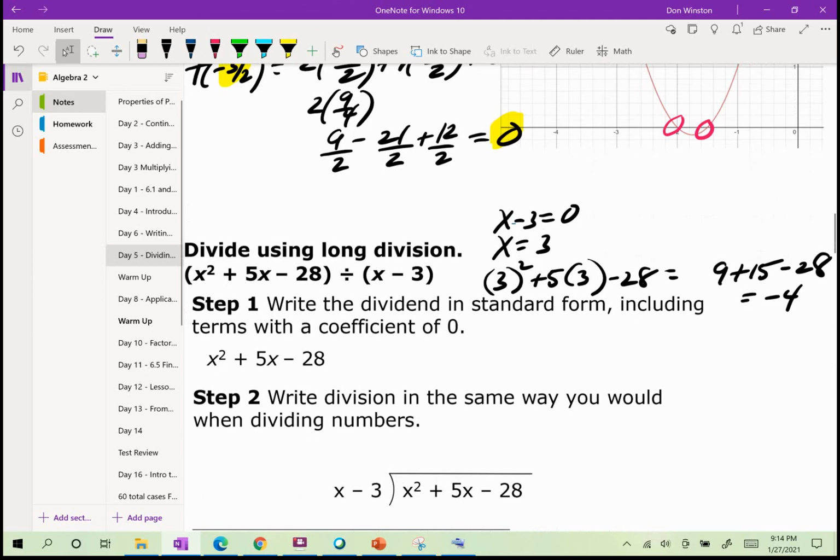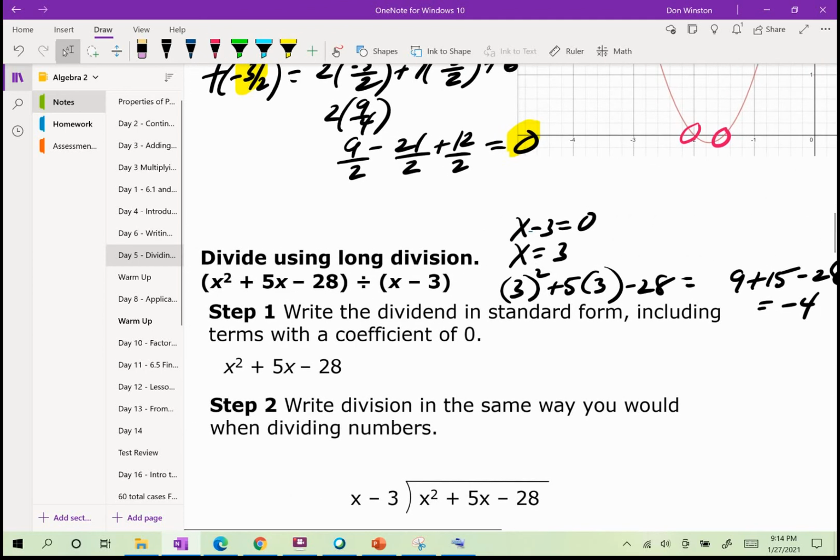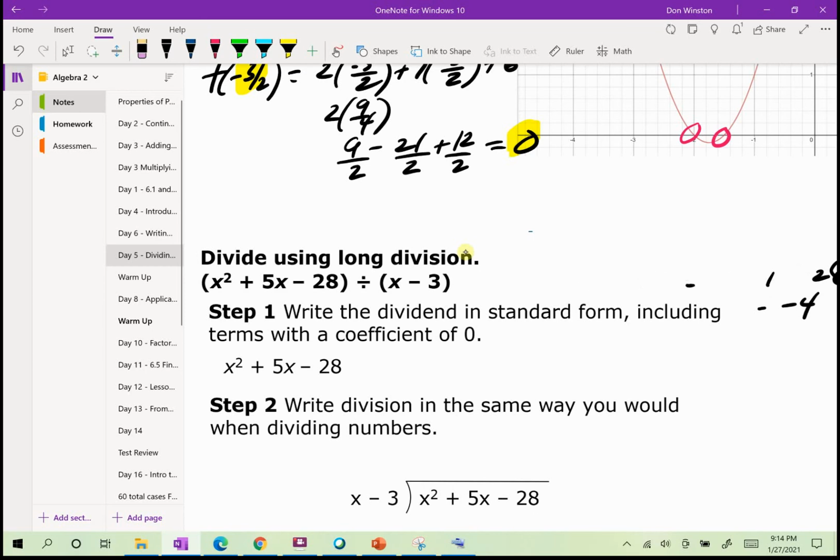And then one more here. So let's say I have x squared plus 5x minus 28, and I divide that by x minus 3. Is x minus 3 a factor of x squared plus 5x minus 28? If I do long division and I get a remainder of 0, then x minus 3 is a factor.